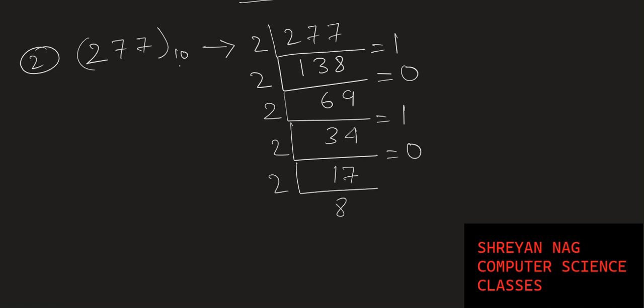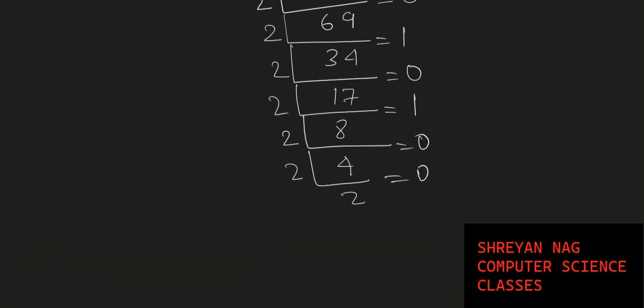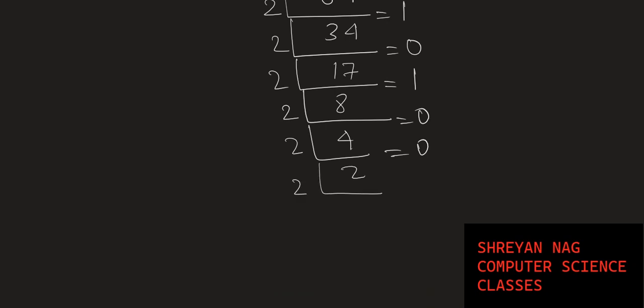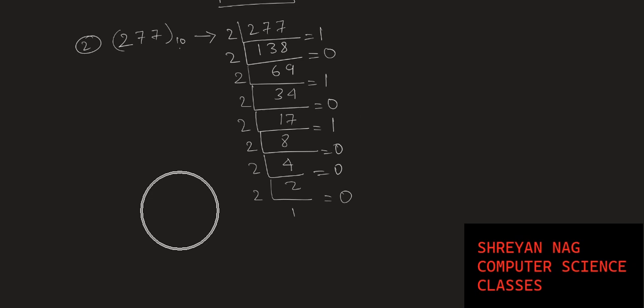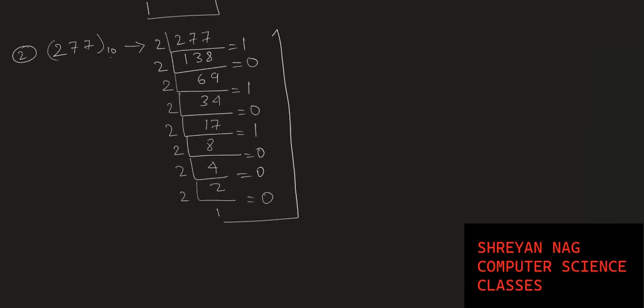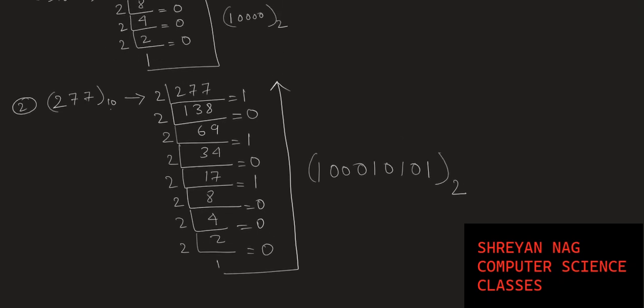2 8s are 16, so remainder is 1. 2 4s are 8, so remainder is 0. 2 2s are 4, remainder is 0. 2 1s are 2, remainder is 0. Now starting from the very bottom to top, you are seeing 1, then 3 zeros, then 1, a single 0, then another 1, then a single 0, then another 1. So this is the binary equivalent of 277 base 10.